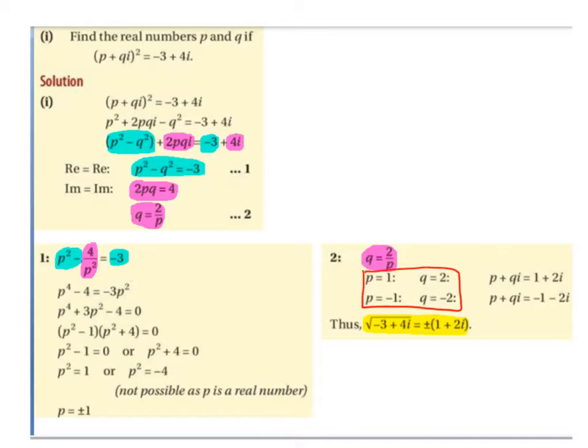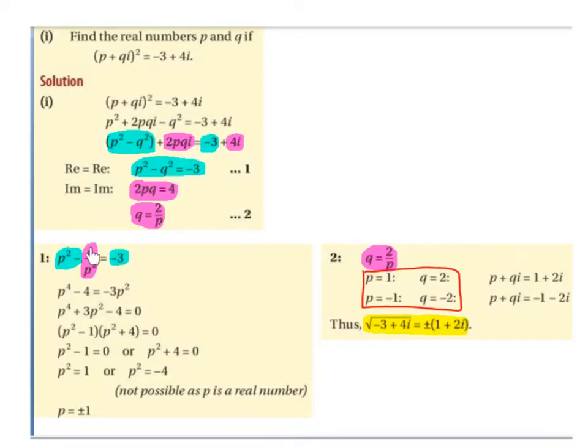So we're going to take the first equation, which is the more complex one because it had squareds in it. And we're going to substitute into it the q. So we had q equals 2 over p. So we swap that q for 2 over p. But remember, it's squared. So we're going to square the numerator. So 2 squared is 4. And square the denominator. So p squared is p squared. So we get p² - 4/p² is equal to -3.